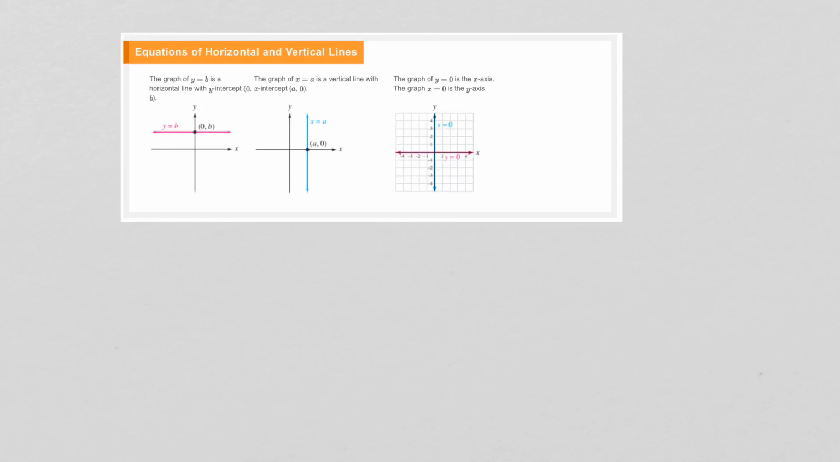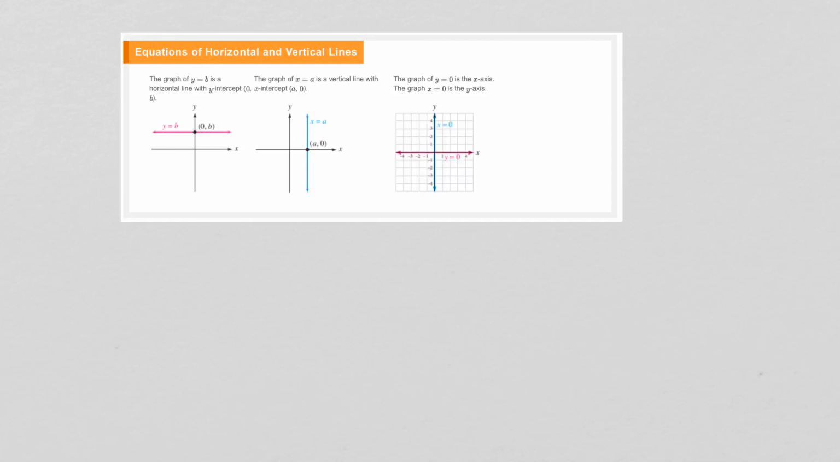Okay, one last concept we need to discuss is the equations of horizontal and vertical lines. So a horizontal line is a line that is flat. And for a horizontal line, it has the equation y equals b, where b is the y-intercept of the graph. Now the reason for this is really simple. Every point on a horizontal line has the same y value, and it can have any x value you would like it to have, but y is always going to be the same.